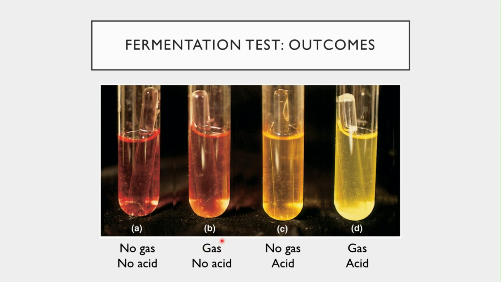In example B, there's gas produced but no acid. So in example B, this could be potentially ethanol production, right? There's a gas produced, no acid produced. In example A, it's hard to tell. Maybe there was just no fermentation at all. In example C, there's no gas, but there is acid production. Okay, so this could be lactic acid fermentation, right? And then finally, in example D, there is gas and there is acid. So this must be maybe a mixed fermentation or something like that. Acid fermentation.